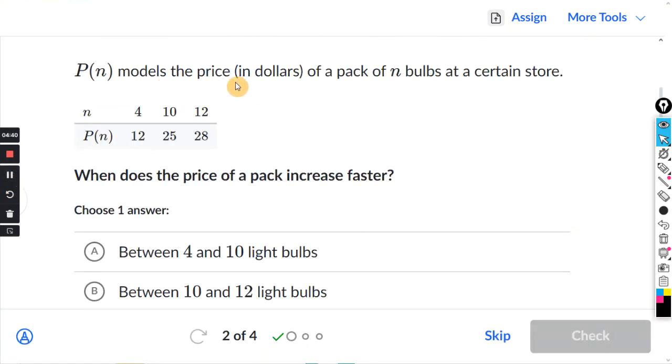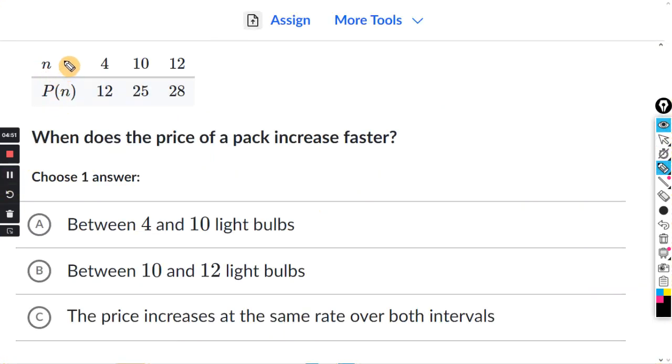P of N models the price in dollars of a pack of N bulbs at a certain store. When does the price of a pack increase faster? All right, so the N values, clearly we're plugging in N into this function P of N. Usually the input variable is your x, and your output variable is your y. So really, I want to look at the table that way in terms of x and y. And since we're looking for how fast it increases, we're still looking at a slope.